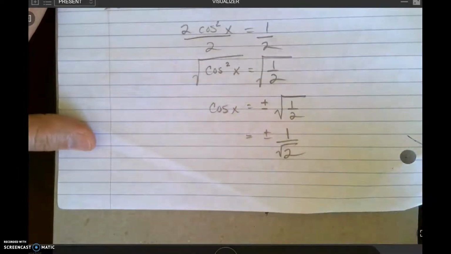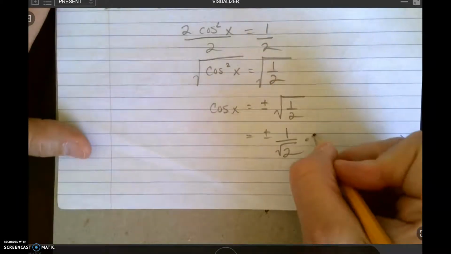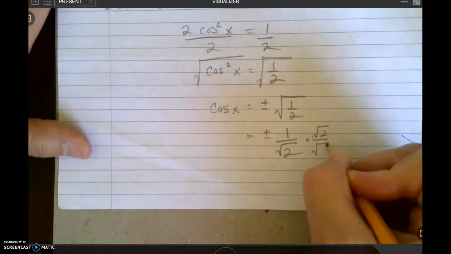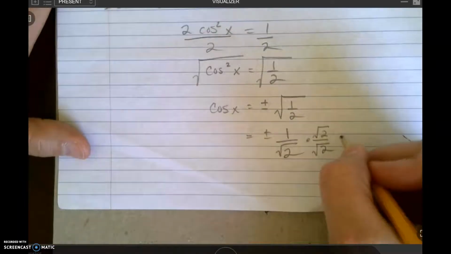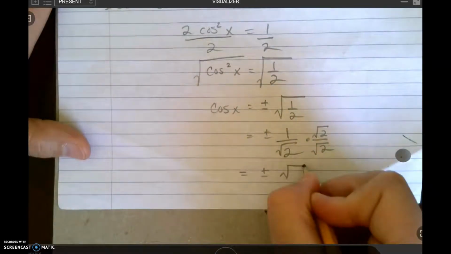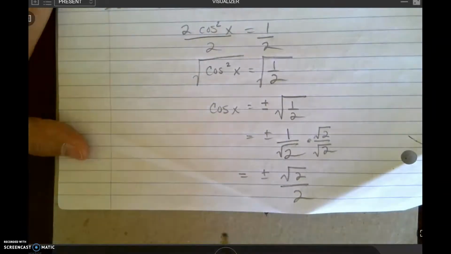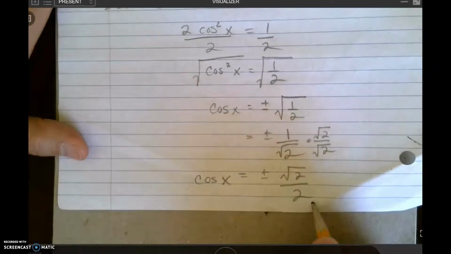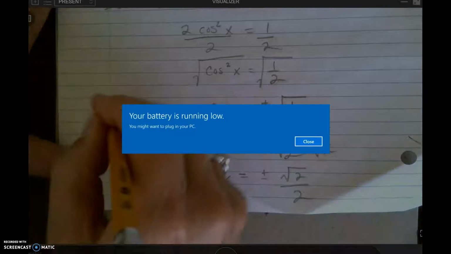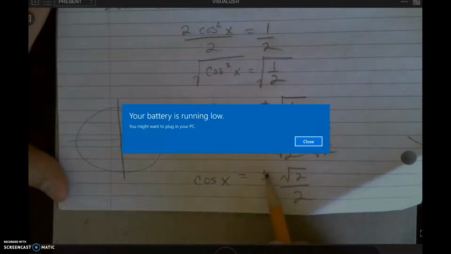And we know we're not allowed to have radicals in the denominator, so I multiply the numerator and the denominator by the square root of 2 over the square root of 2, because that's really just multiplying by the number 1, and I get plus or minus the square root of 2 over 2. So I am looking for where is my cosine of x plus or minus the square root of 2 over 2. So it's an inverse. I'm looking for an angle.